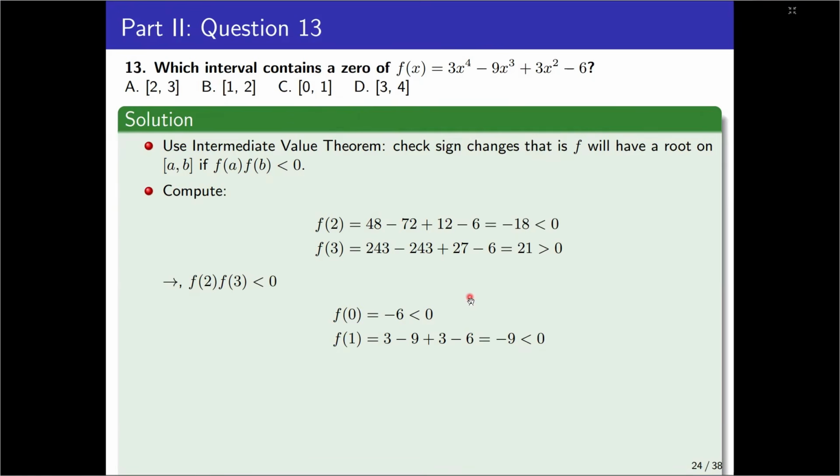So we can also check the other alternatives, so that a sign change exists between f(2) and f(3), so that f has a 0 in the interval from 2 to 3, that is, between 2 and 3. So the answer for this question is A.